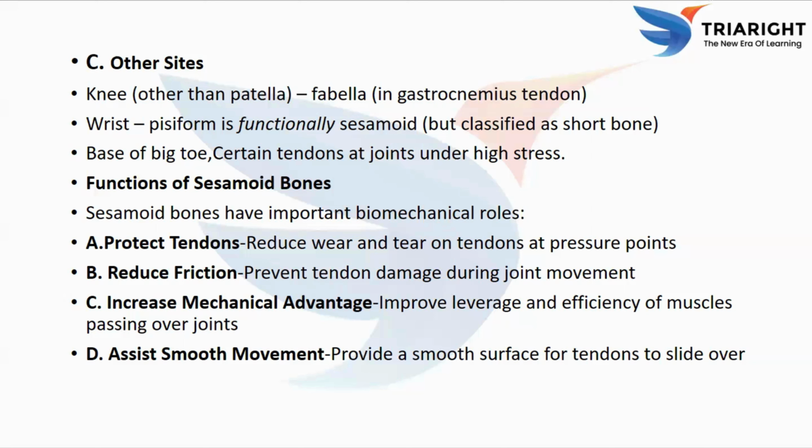So these sesamoid bones act like natural pulleys and shock absorbers. What are the main functions of the sesamoid bone? It protects the tendons, reduces friction, increases mechanical advantage, and assists smooth movement. In protecting the tendons, it reduces wear and tear, right? This prevents the tendons from getting pinched or damaged at pressure points.